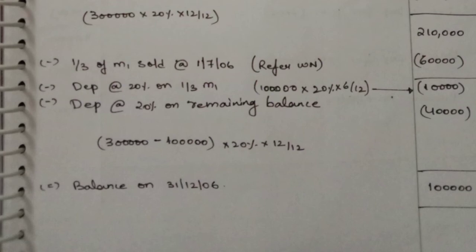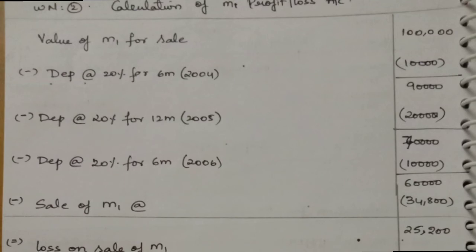Okay, and next comes the working note of this machinery 1 sale. So you are getting 60,000 as on 1st July 2006. Okay, this 60,000 cost machinery you are selling only for rupees 34,800. So you are in loss. You are getting the loss on sale of machinery rupees 25,200. Okay, rupees 25,200. Till here we have completed the working note of machinery 1.